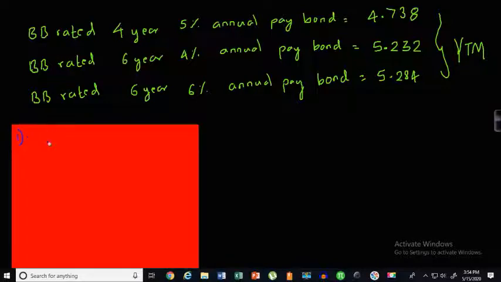Step 1 is the average YTM of the 6-year bond. That is calculated by a simple average of these two. So 5.232 plus 5.284 divided by 2, which we get as 5.258.